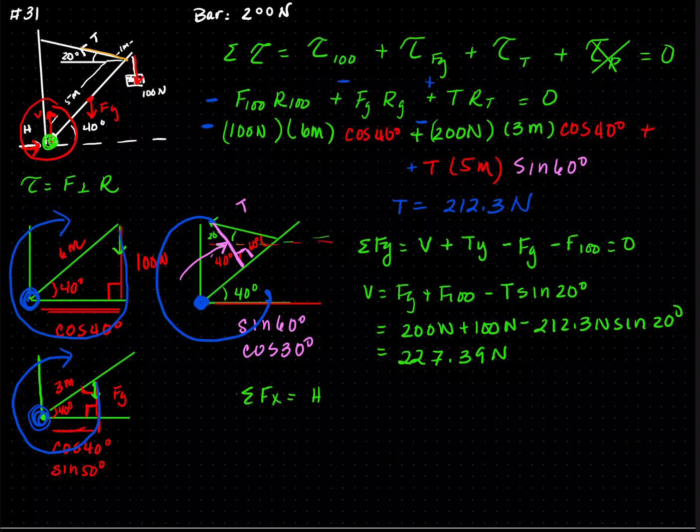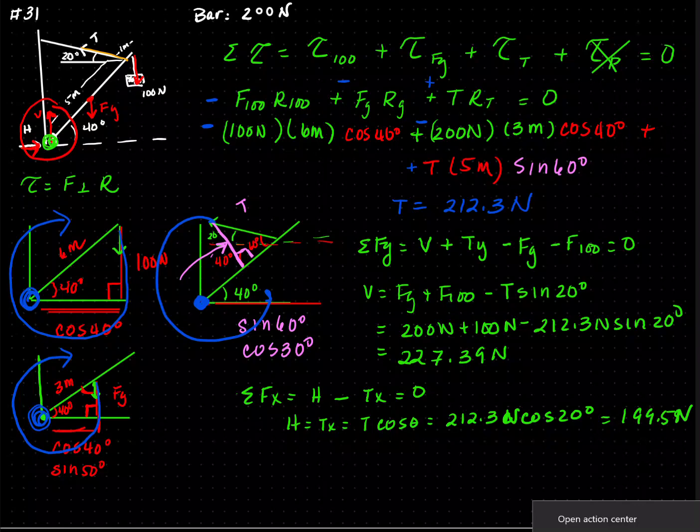My sum of Fx, we only have two vectors. We have the H on the bottom given, minus my Tx. This has to equal 0. So H is equal to Tx, which is T cosine theta, which is 212.3 newtons cosine 20, which equals 199.5 newtons.